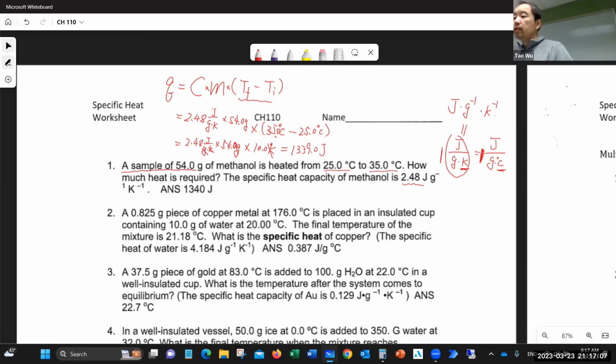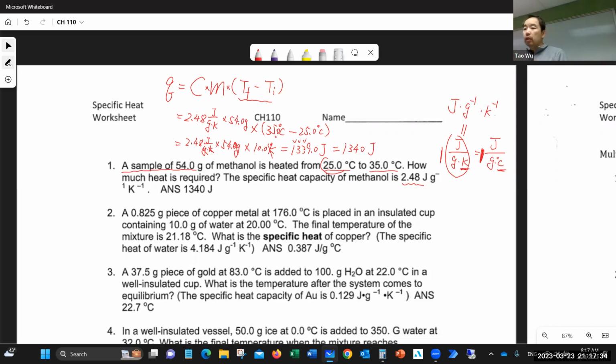And if you look at the sig figs, this one is 3 sig fig, 3 sig fig, 3 sig fig, so everything is 3. So you're going to keep 3 sig figs. So the answer will be just 1, 2, 3. And look at the next one. The next one is 9, so you round up, which is 1340. And this is in joule. Here it is. Okay, so pretty straightforward, right? If you know the equation, then you should be able to solve the problem.